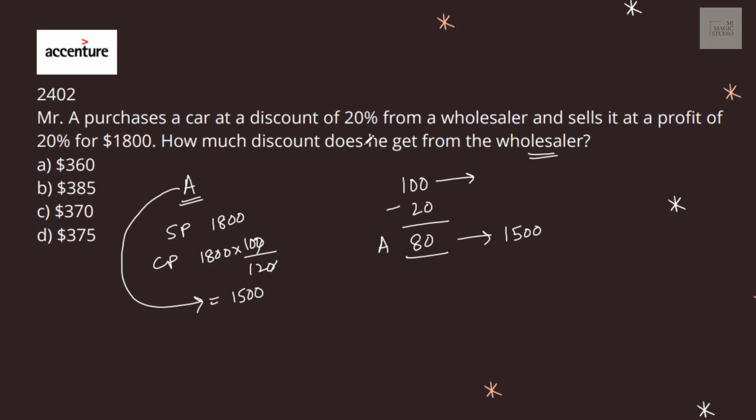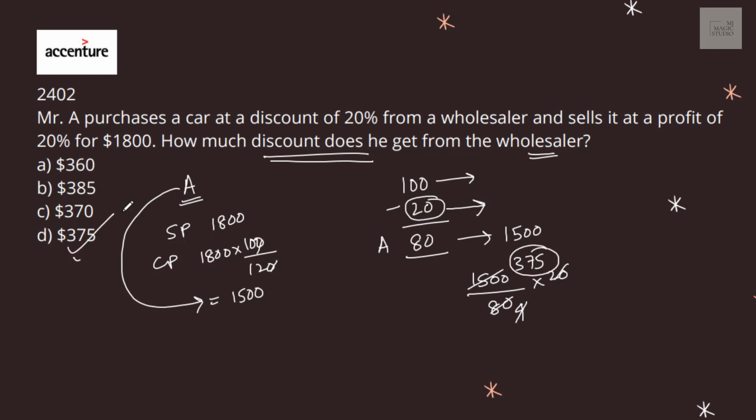We can find that, but the question asked is how much discount does he get? He gets 20 discount, so let us just find the value of 20. So the value of 20 would be 1,500 by 80 into 20. That goes 4, 750 by 2 is 375. He gets a discount of $375. That is option D.